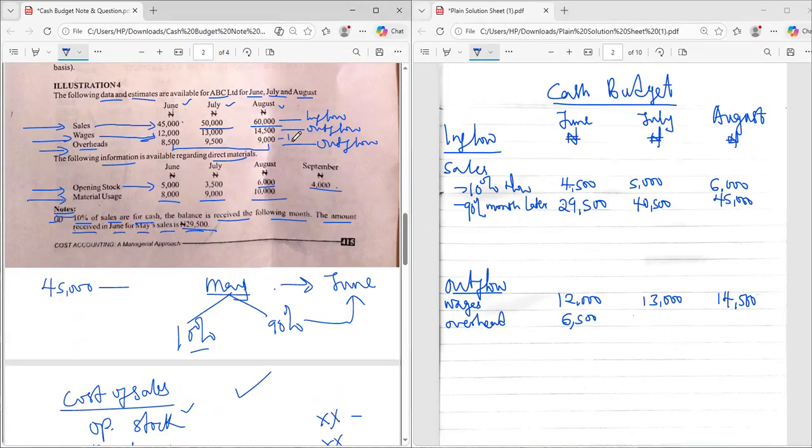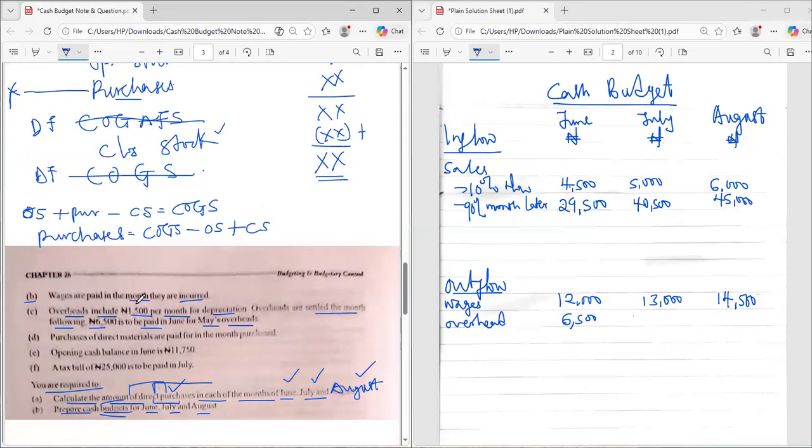Then the other overheads that we have, which are 8,500 and 9,000, you're going to remove 1,500 for depreciation. We are told in the question that overheads include 1,500 per month for depreciation. So if depreciation is inside overhead, take it out, because in this budget, depreciation is a non-cash item and should not be factored in. Isn't it?